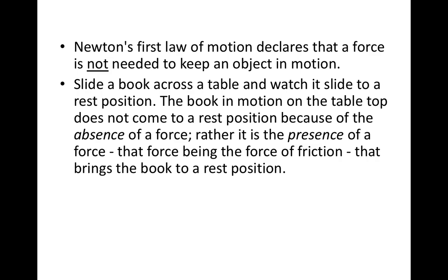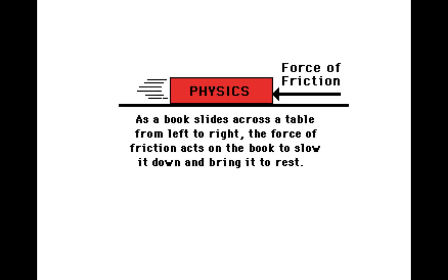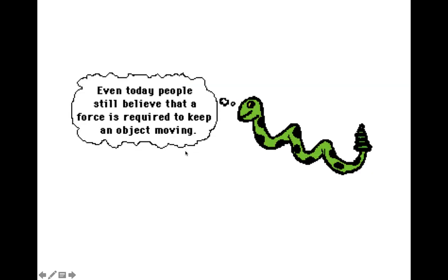Slide a book across a table and watch it slide to a rest position. The book in motion on the tabletop does not come to a rest position because of the absence of a force. Rather, it is the presence of a force, that force being friction, that brings the book to a rest position. So if you slide a book across a table, it's not the fact that there's no force pushing it forward once you let it go that stops the book. It's that there is an unbalanced force, friction, which causes the book to slow down. Even today, people still believe that a force is required to keep an object moving.